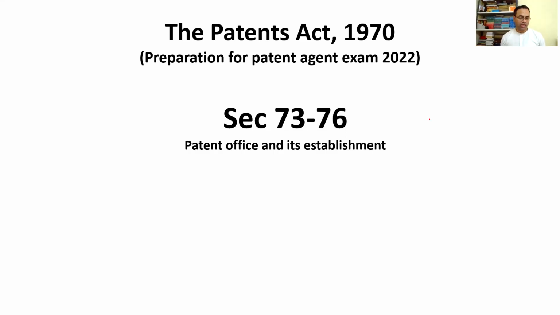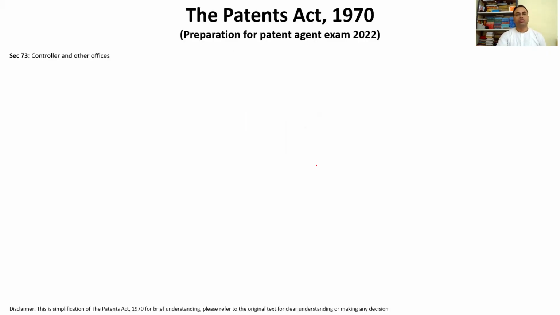Okay, so welcome back. We are now going to read through Patent Office and Establishment, sections 70 to 76. This is nothing much, not that complicated. So, controller and other offices. It says that the Controller General of Patents, Designs and Trademarks is appointed under section 3 of the Trade Marks Act 1999. This is important to remember.